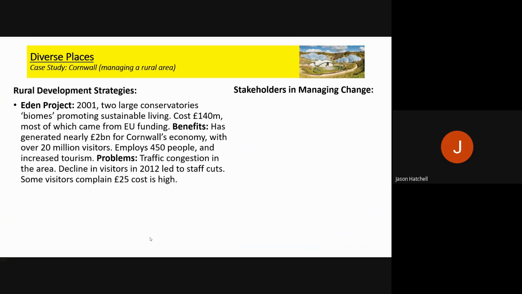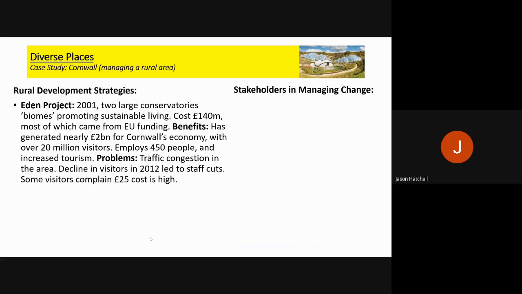One major one was the Eden project in 2001. Essentially, you can see a picture on the top right there. It's a project of 2 large conservatories or biomes promoting sustainability and sustainable living. Cost around £140 million, most of which came from EU funding. Now, that has brought many benefits to the area of Cornwall, including £2 billion for the local economy, with 20 million visitors in the last 20 years. It employs 450 people and has seen tourism in the area increase.